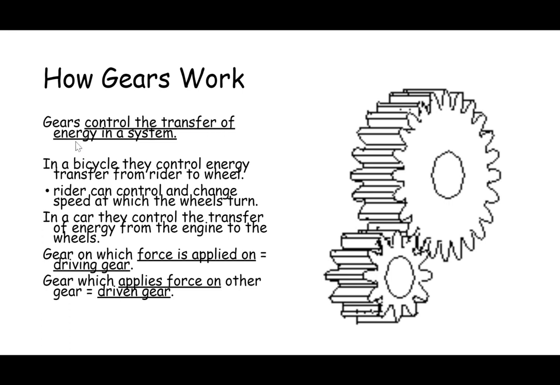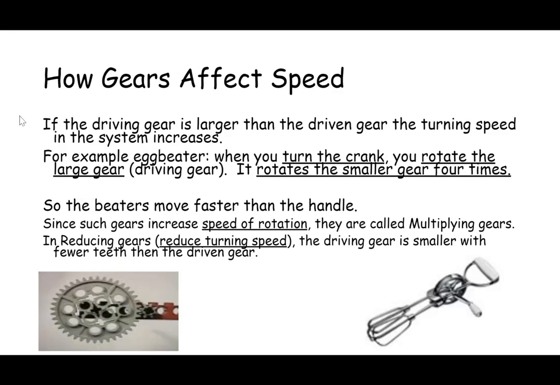How gears work: gears control the transfer of energy in a system. In a bicycle, they control energy transfer from rider to wheel. The rider can control and change the speed at which the wheels turn. In a car, they control the transfer of energy from the engine to the wheels. The gear on which force is applied is the driven gear. The gear which applies force on the other gear is the driving gear.